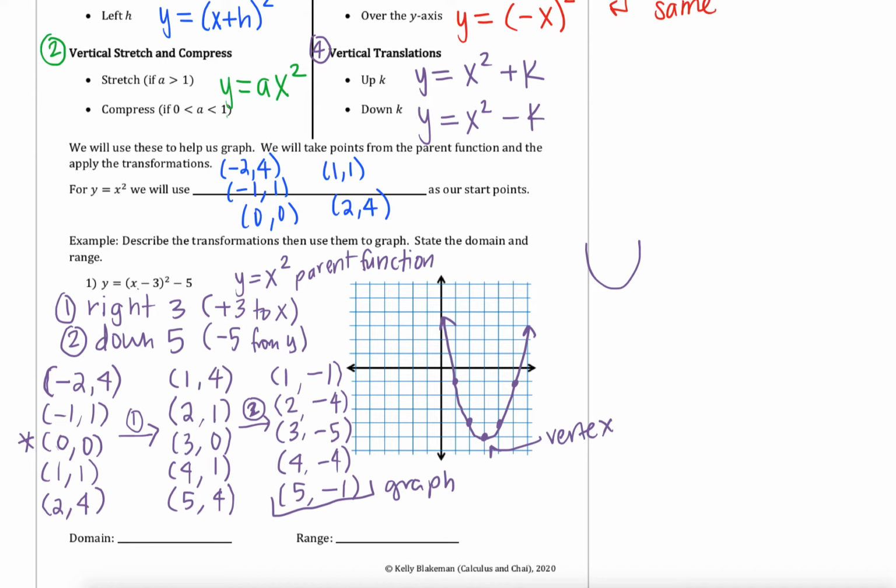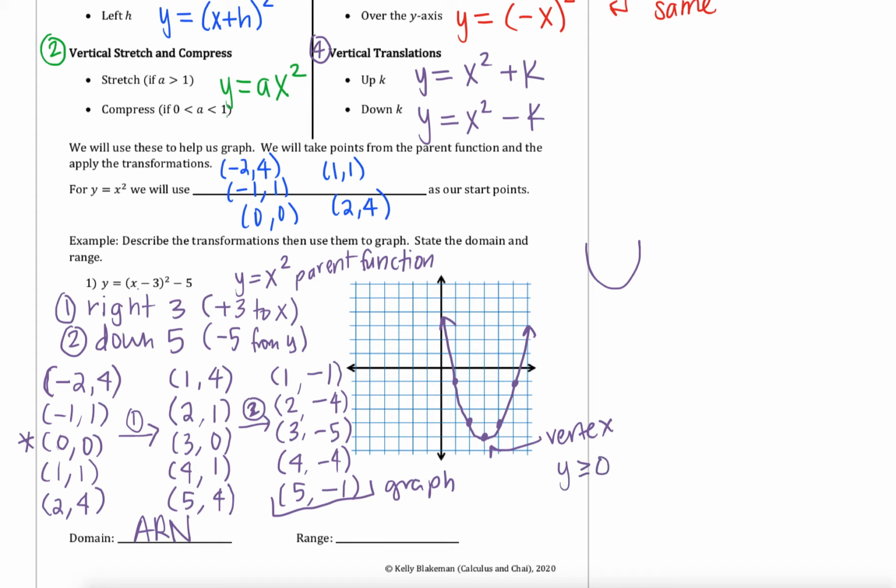Now the last thing we have to find is our domain and our range. Our domain for our parent function y equals x squared was all real numbers. So no matter what crazy transformations we do, we're still going to end up with all real numbers as our domain. But for our range, that's going to depend on what happened with our transformations. And our range is affecting the y values. It started off with y being greater than or equal to 0.